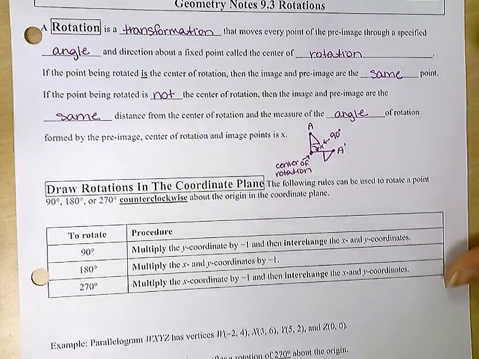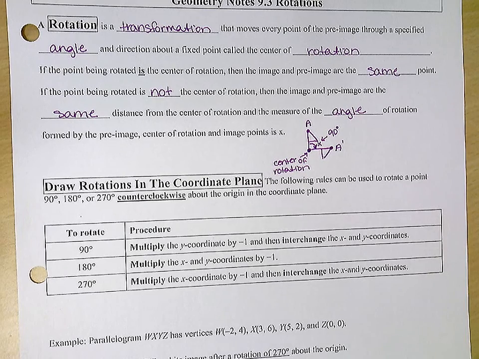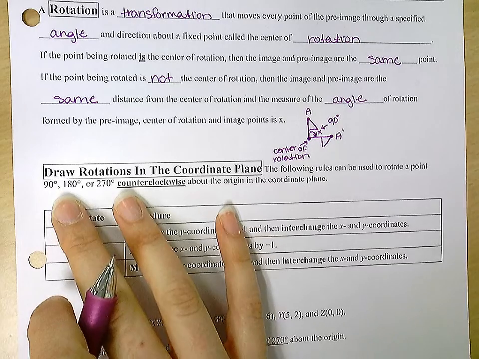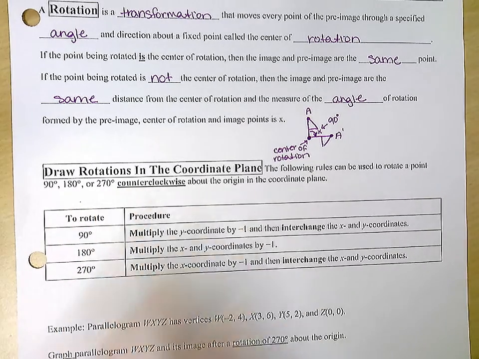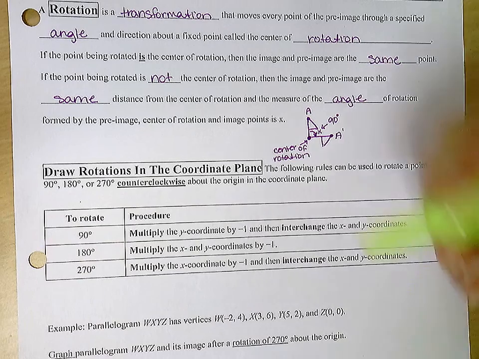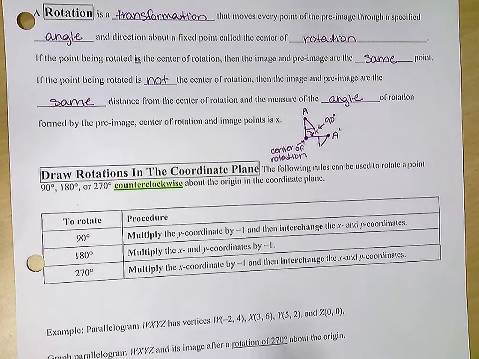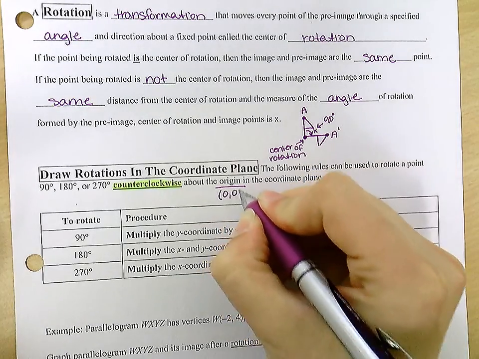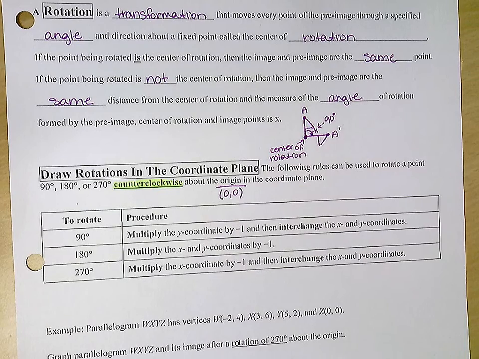So in the coordinate plane, we do have certain rules to help us move these coordinates. The following rules can be used to rotate a point either 90 degrees, 180 degrees, or 270 degrees counterclockwise. These rules are for counterclockwise, not clockwise, and they are about the origin. That means your center point is going to be the origin, 0, 0. So that center of rotation is at 0, 0 for all of our points here.